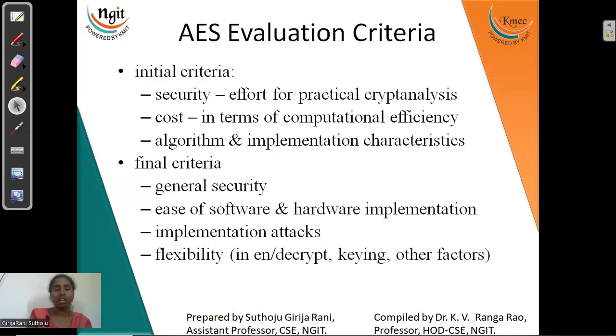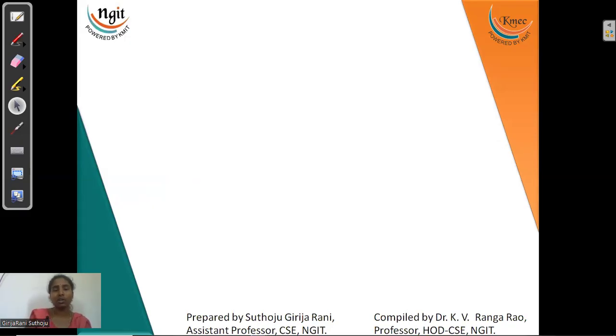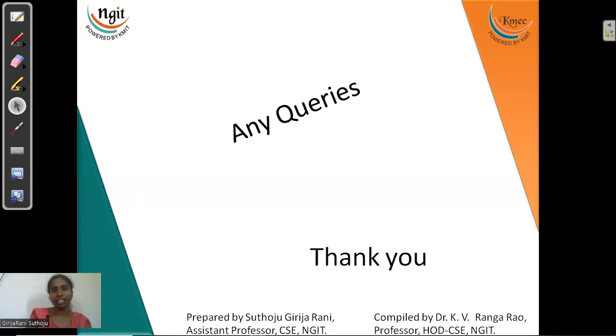So these are all the criteria in which AES is very strong, proven that AES is very strong. Thus there are very few brute force attacks, very few statistical attacks, and no differential and linear attacks to date. So this is the history of the analysis, from the security, criteria, strength and weakness points of view of DES and AES. Thus, this is the end of standard algorithms.